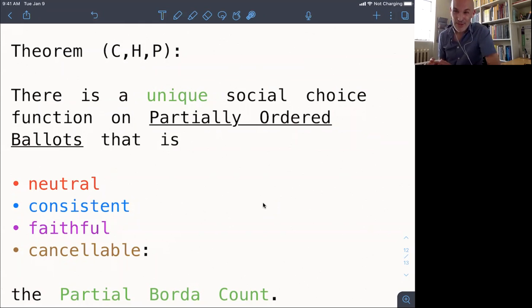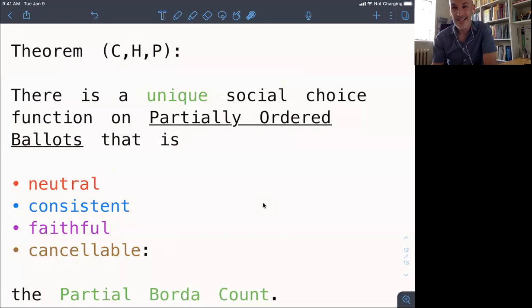Okay. So I would like to point out that linearly ordered ballots, the one that we usually think of, ranked ballots, are special cases of partial ballots. So this theorem encompasses Young's theorem and generalizes it to all partial orders.